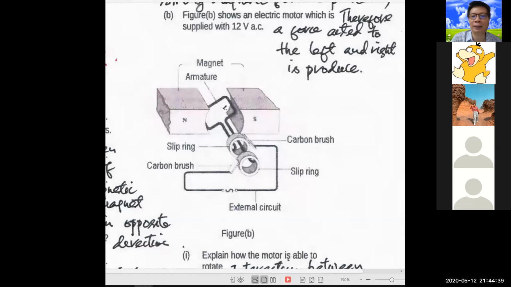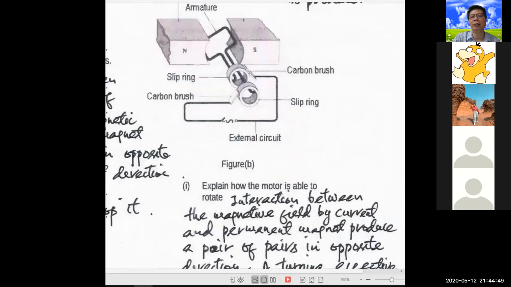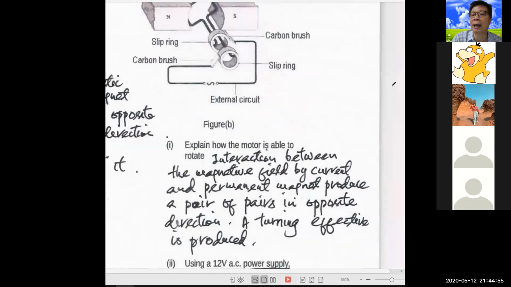Okay. Now the question. Explain how the motor is able to rotate. So many things to explain. Besides this part, very important in the SPM structure question. Right, how will this thing turn? You see how to explain. Now you have to explain like this. Read the answer.